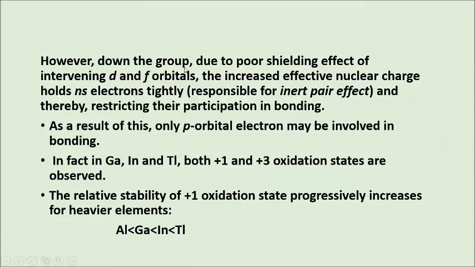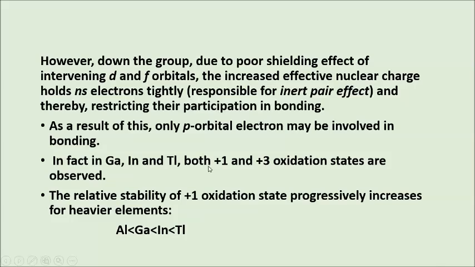However, down the group, due to the poor shielding effect of the intervening d and f orbitals, because as we go down the number of shells increases and there we have the d and f orbitals, what happens? The increased effective nuclear charge holds the ns electrons, the outermost electrons, very tightly. That is responsible for the inert pair effect, and it restricts their participation in bonding.